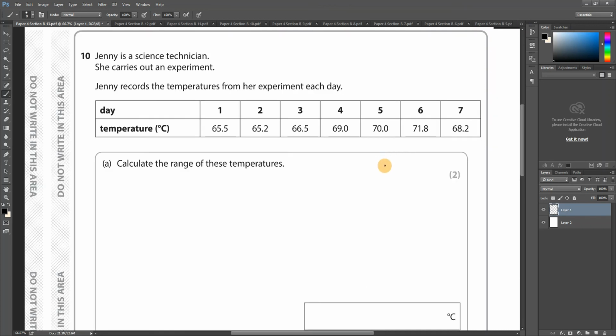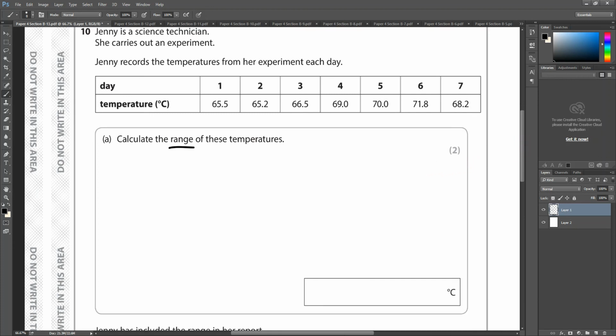Question 10. Jenny is a science technician. She carries out an experiment. Jenny records the temperatures from her experiment each day. Calculate the range. Again, you need to know what range means. So don't forget there's 4 different types of averages. You've got mean, median, mode, and range. They're all different. So range is biggest, take away the lowest.